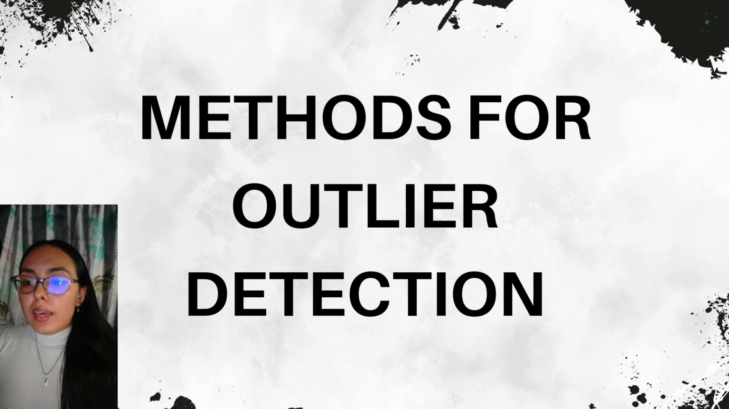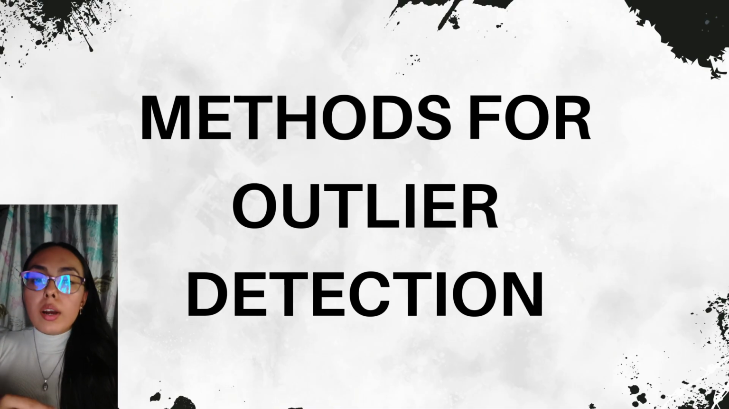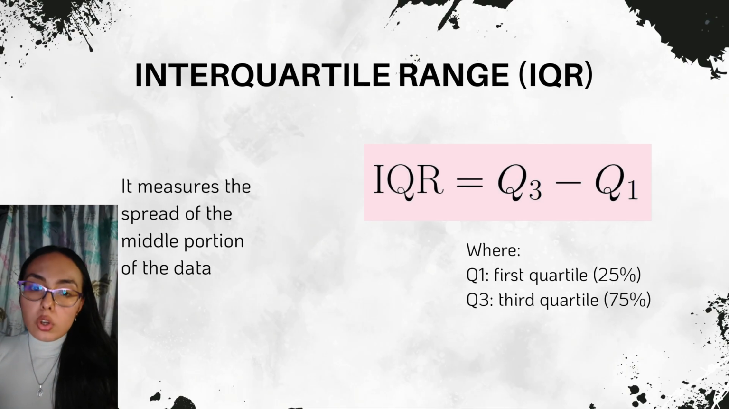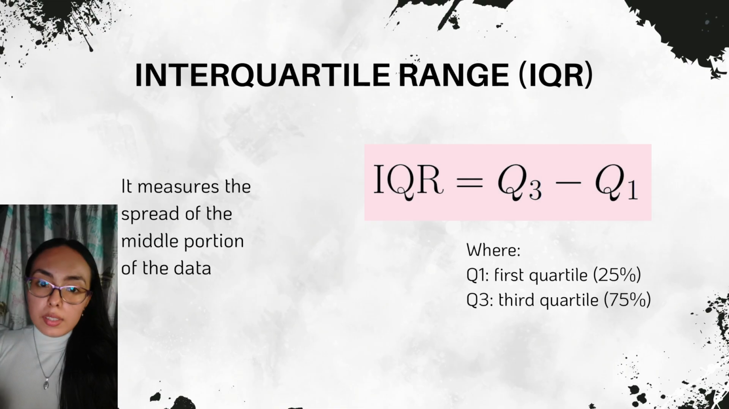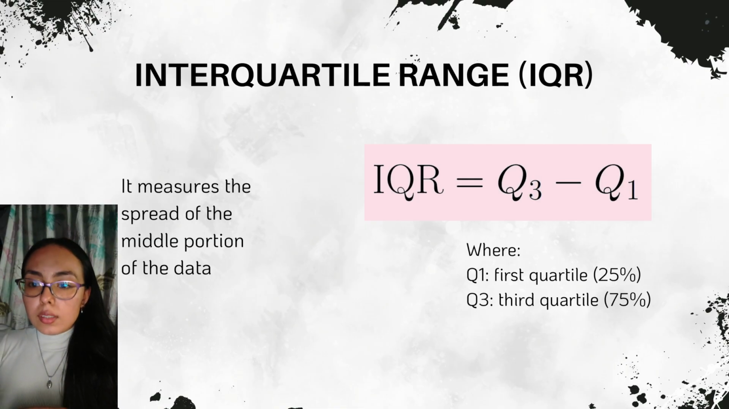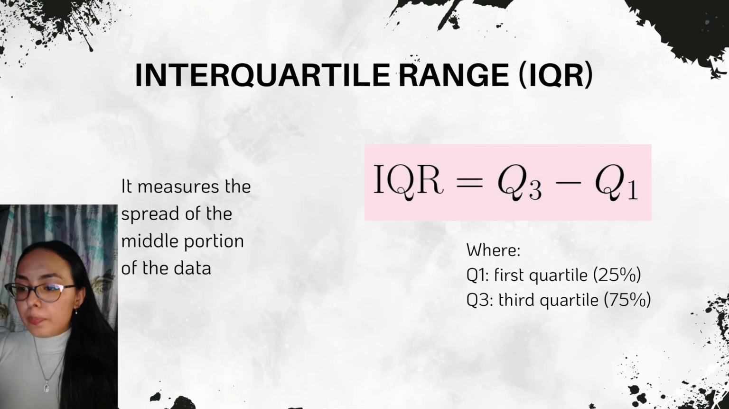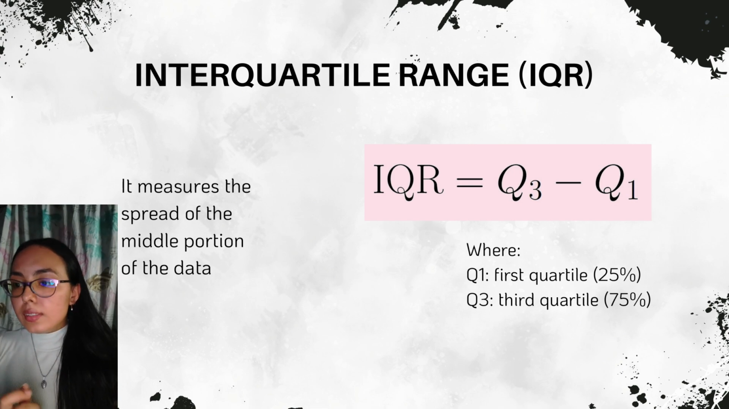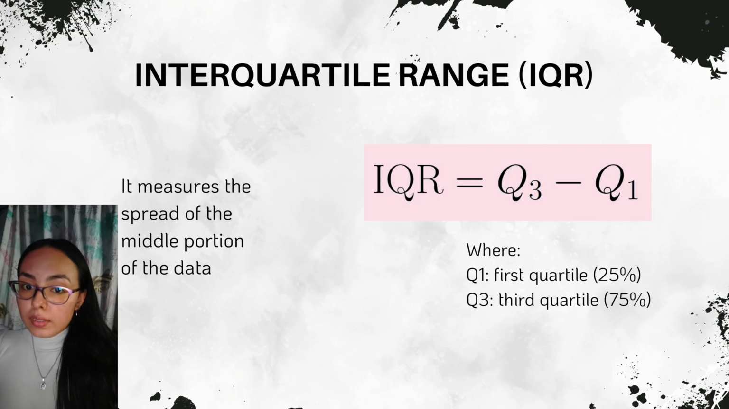Now, there are different methods for outlier detection. One of them is the interquartile range, also known as IQR. It measures the spread of the middle portion of the data, and it is calculated as the difference between the third quartile and the first quartile. Q1 represents the 25th percentile and Q3 represents the 75th percentile of the dataset.